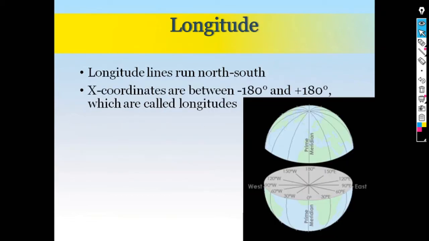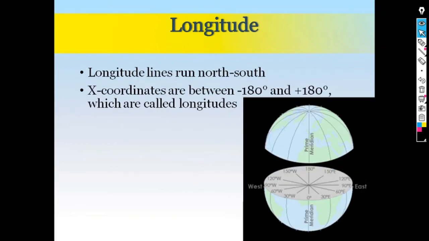Okay, so here we can see longitude. Longitude runs from north to south. So we'll see it will go to here plus 90 and it will go till here minus 90.